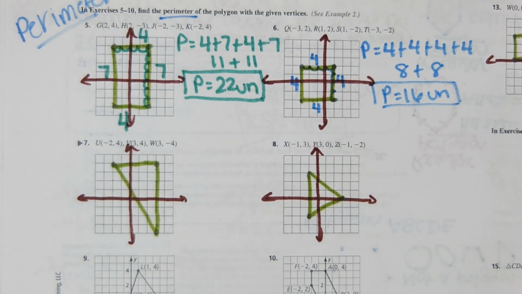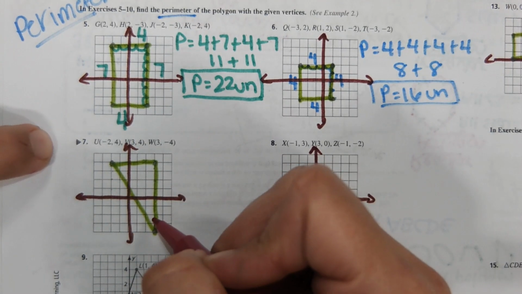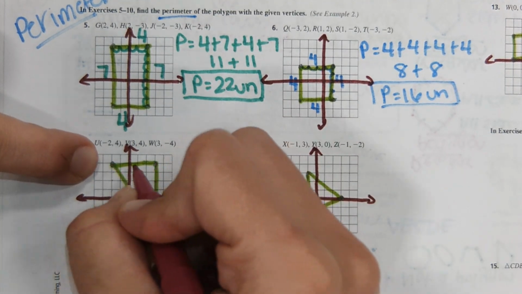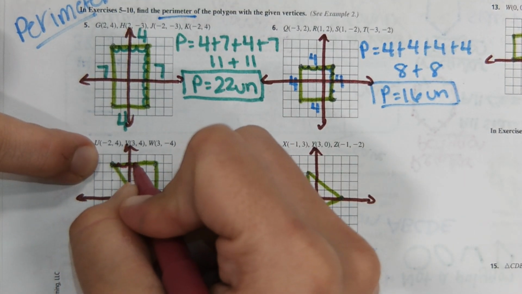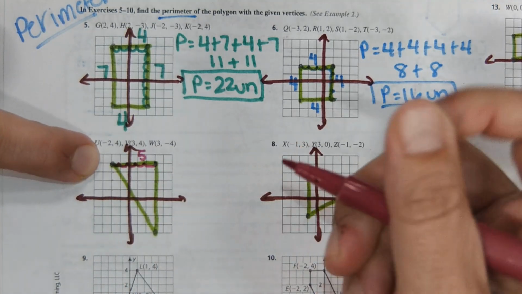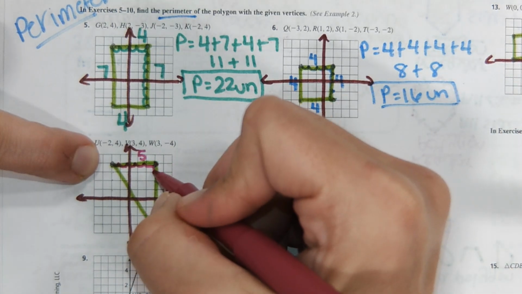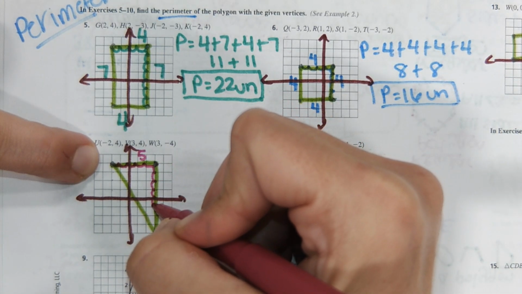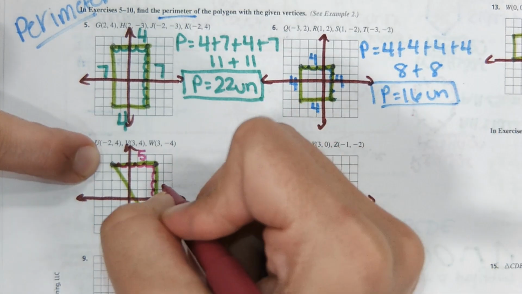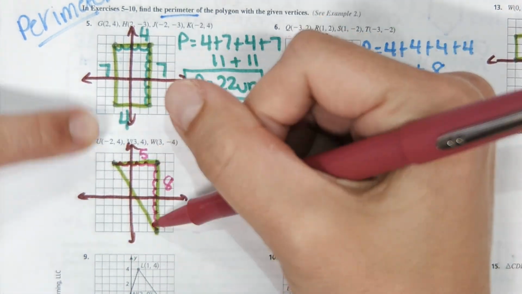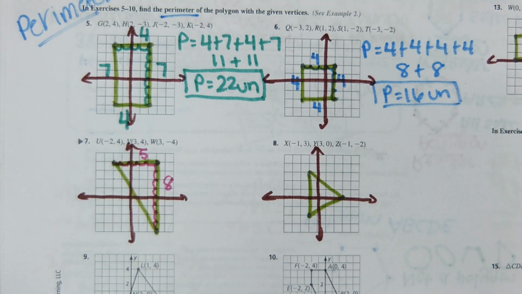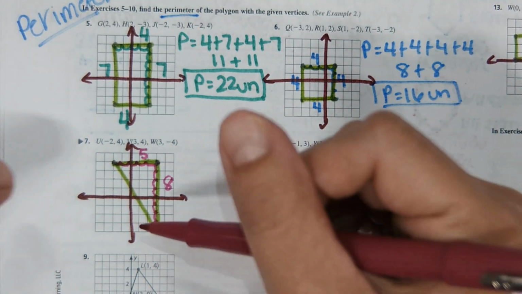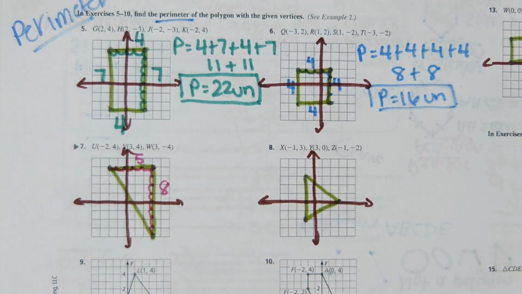Okay, number 7, we're finding the perimeter of this triangle. For this side, we can count units 1, 2, 3, 4, 5 here. This 1, 2, 3, 4, 5, 6, 7, 8 units. For the diagonal one, though, we can't count units. Like the diagonal square isn't 1, so we actually have to solve for this side.